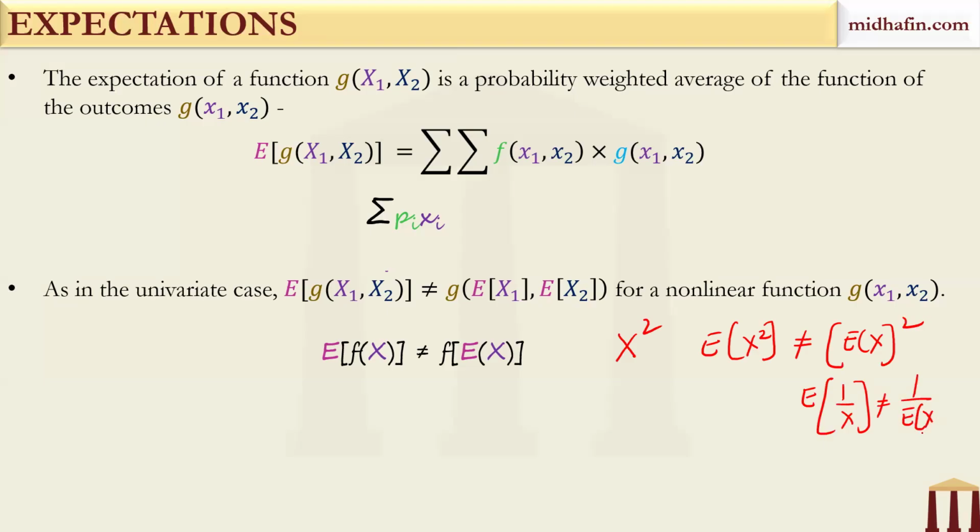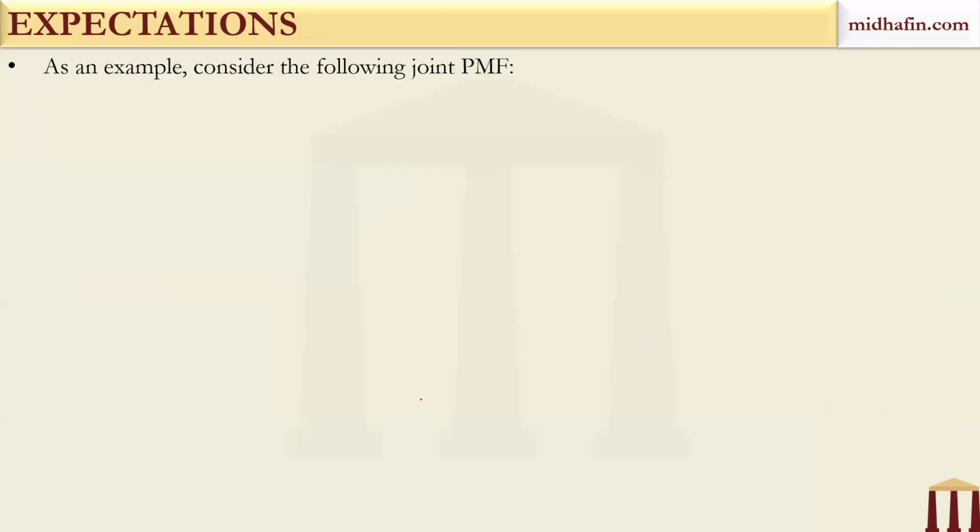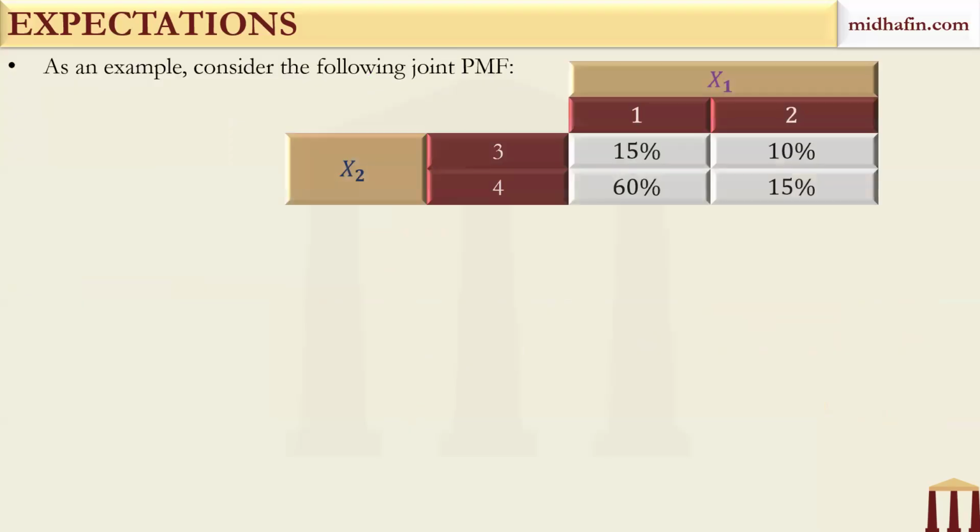And this is true for non-linear functions. These are non-linear functions. But for linear functions, they will be equal. Only for non-linear functions, they are not equal. So let's solve a question, a very simple one. These are the four probabilities that are given, joint probabilities.